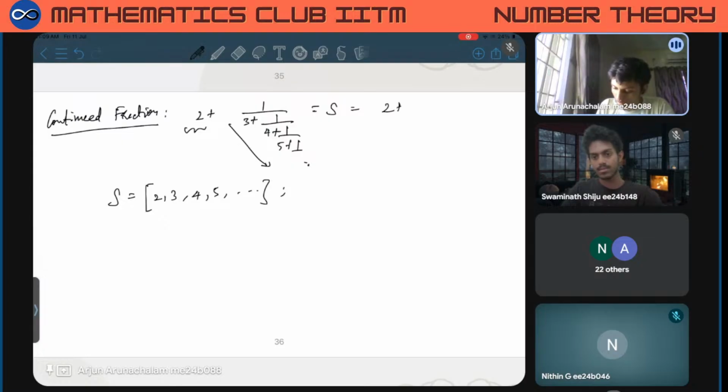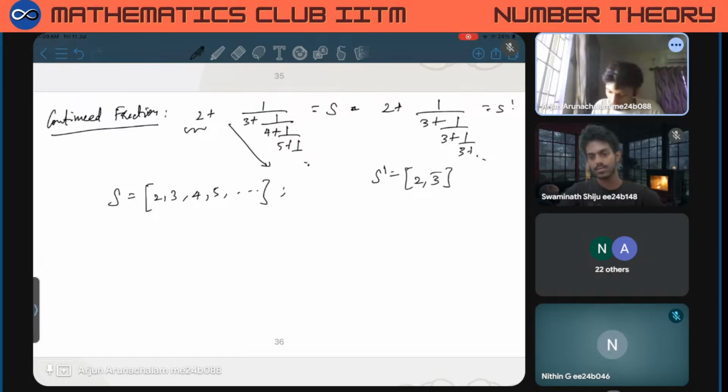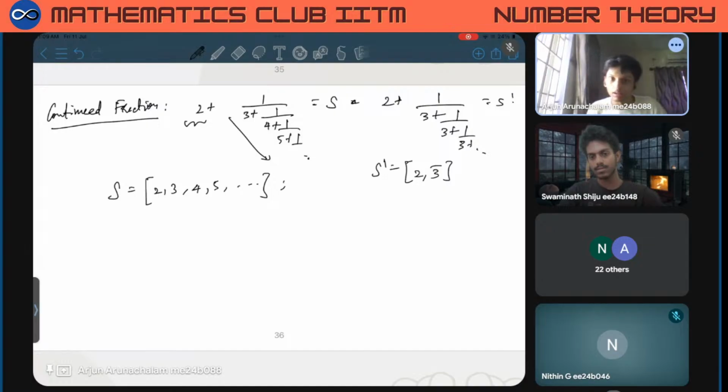So you have 2 plus 1 by 3 plus 1 by 3 plus 1 by 3 and so on. So let's say this is some s dash. S dash will be 2 comma 3 bar because 3 just keeps on repeating, right? So that is how you write a continued fraction.